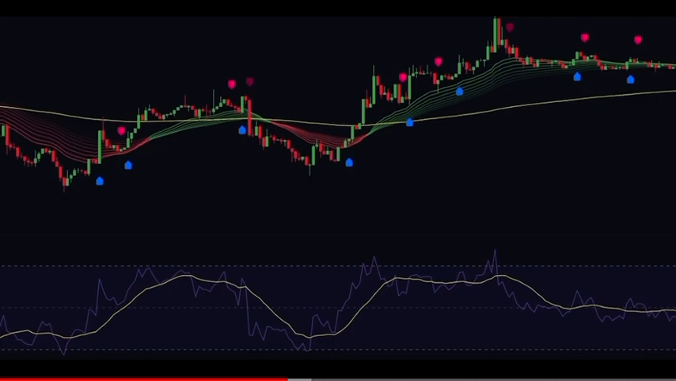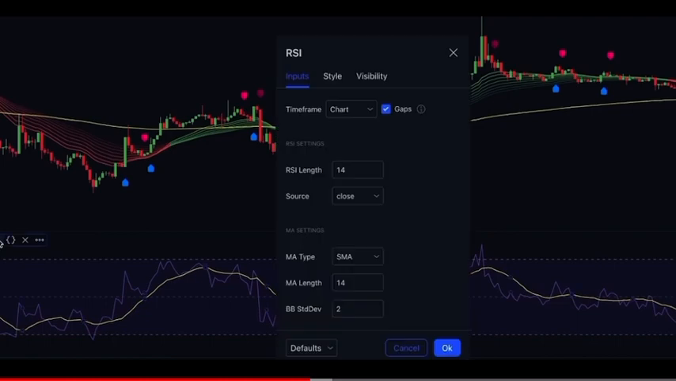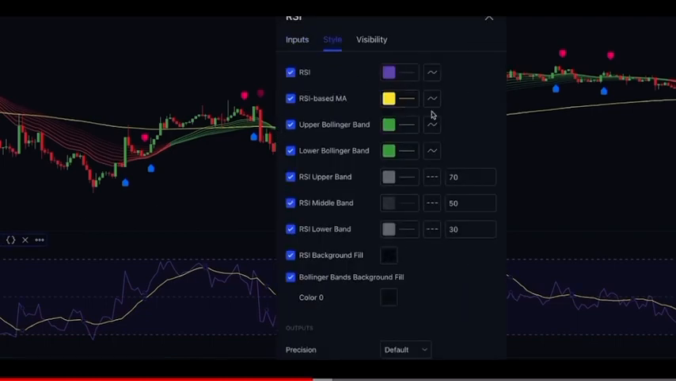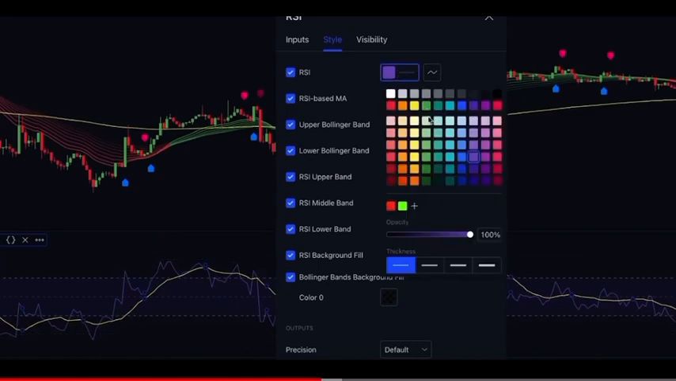It is displayed as a line on a chart that ranges from 0 to 100. When the RSI is above 70, it is generally considered overbought, and when it is below 30, it is generally considered oversold. As part of our strategy, we will make the RSI more sensitive. This way we will get more valid trade entries. So open the style of the indicator and change the RSI upper band to 60 and the RSI lower band to 40.